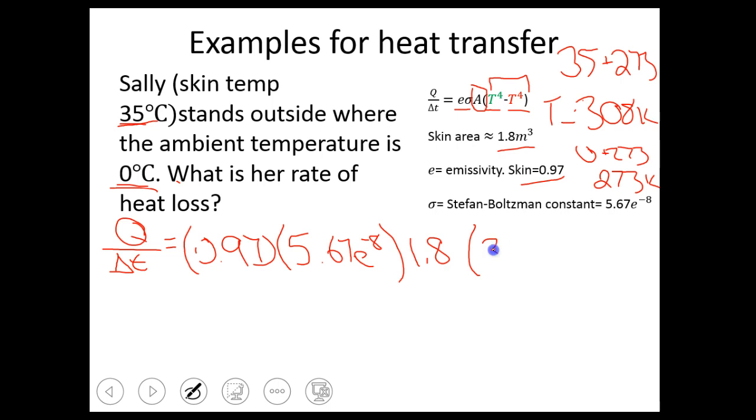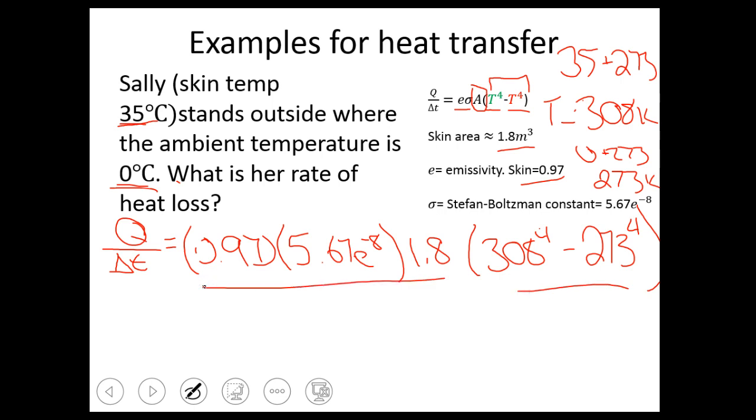So I'll plug those in. I'll do 308 to the 4th power minus 273 to the 4th power. And when I evaluate, I'm going to do parentheses first, and then I'll go through and do the rest of the multiplication. So pause the video, go ahead and take a second and do that. And after I take care of that order of operations, I get 341 watts, or 341 joules per second.